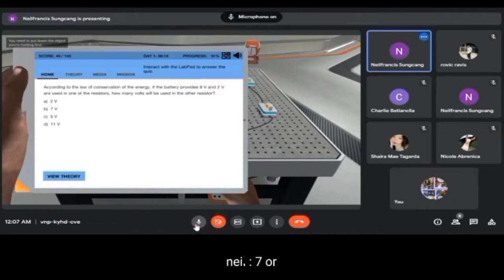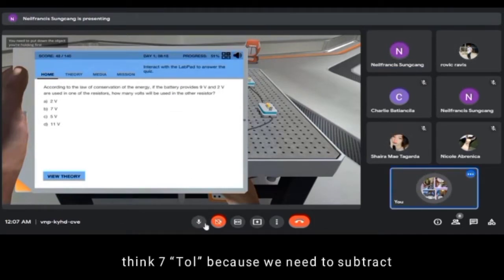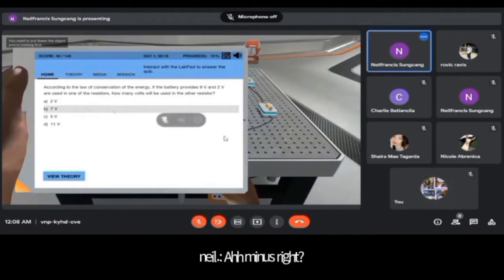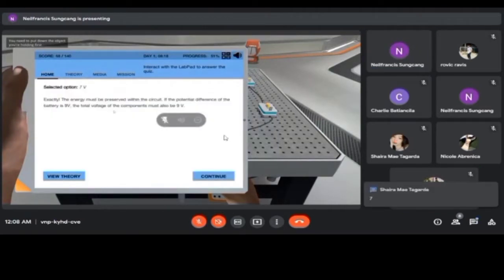7 or 5? 7 ata, tol. Kasi ma-minusin. Ma-minus na?